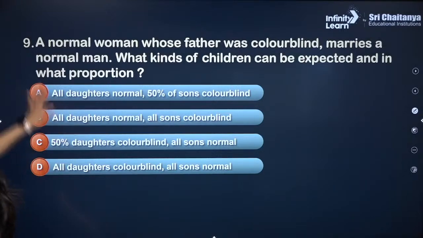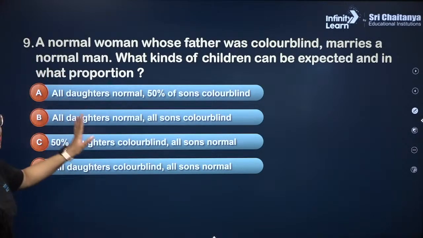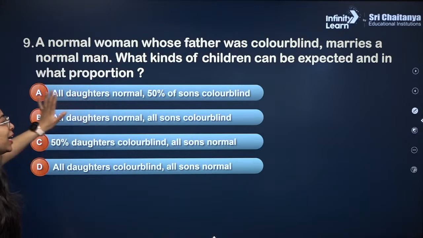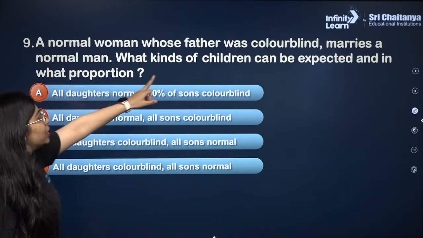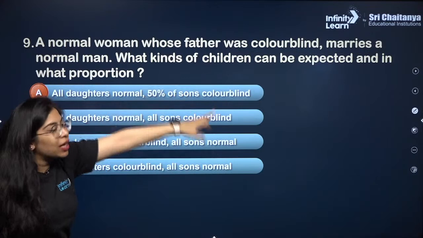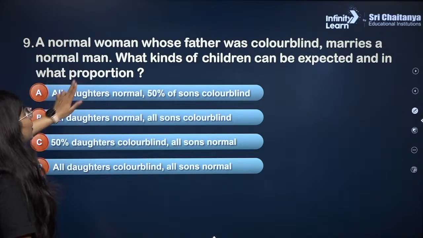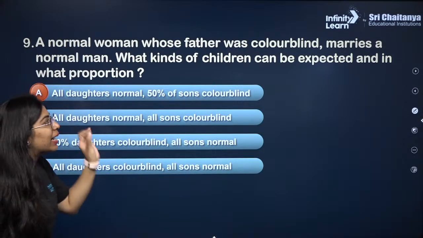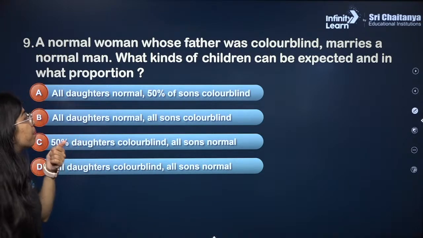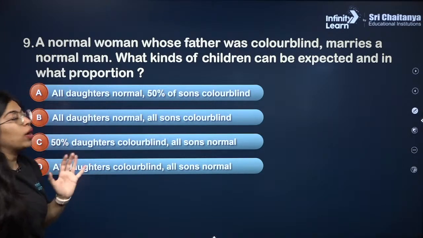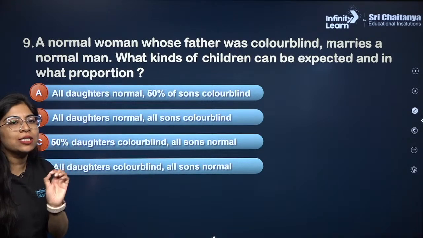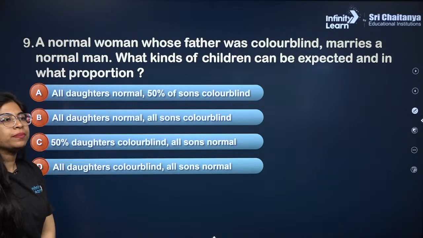Moving to question number 9. A normal woman, very easy question, don't get scared because it is pedigree, okay, everyone. A normal woman whose father was colorblind marries a normal man. What kind of children can be expected and in what proportion? You have to make a cross. I'm giving you a minute, everyone.